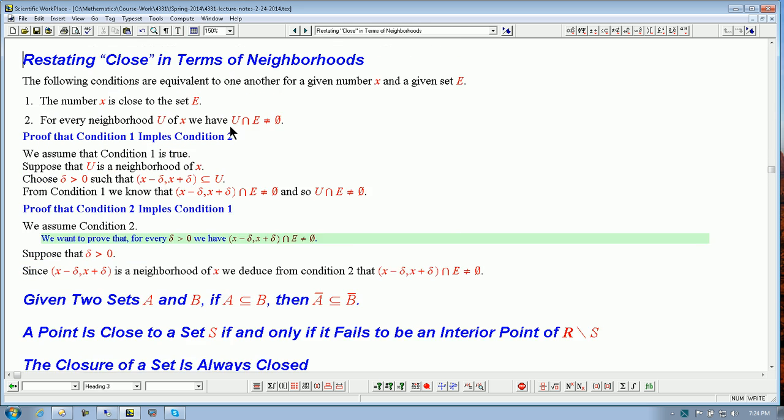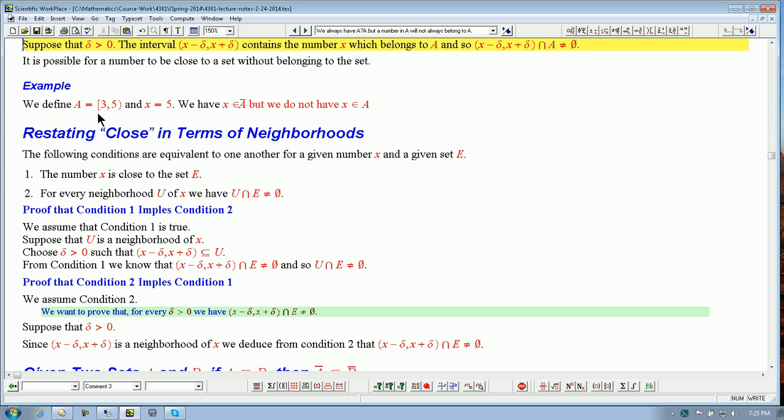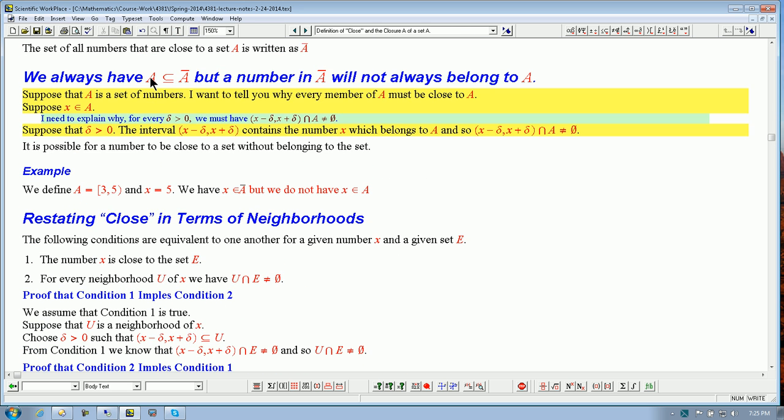So when I told you here, this, you should have objected. You should have said, what do you mean by A bar? But you say, well, I know because I read it in the book. Yeah, but I should have told you. This means the set of numbers that are close to A. I should spell it all out.